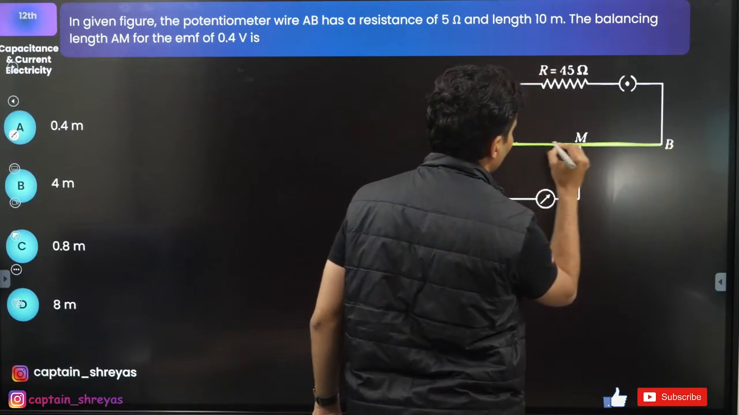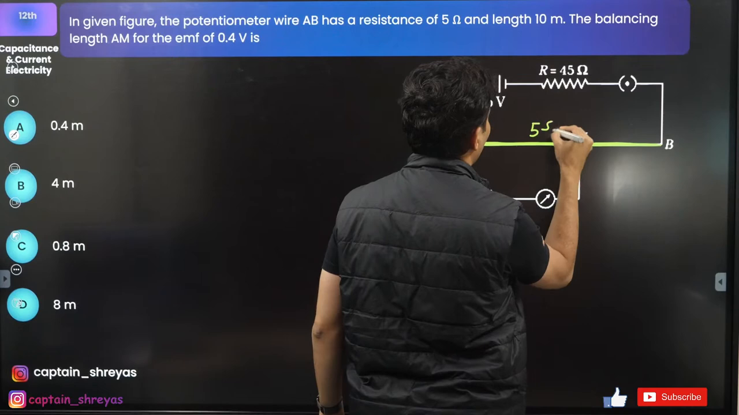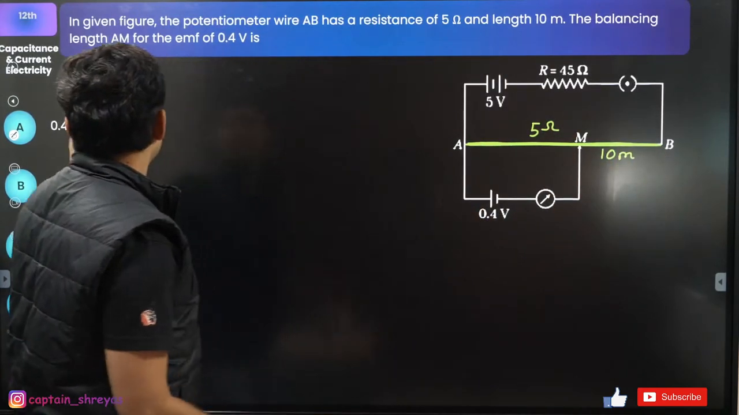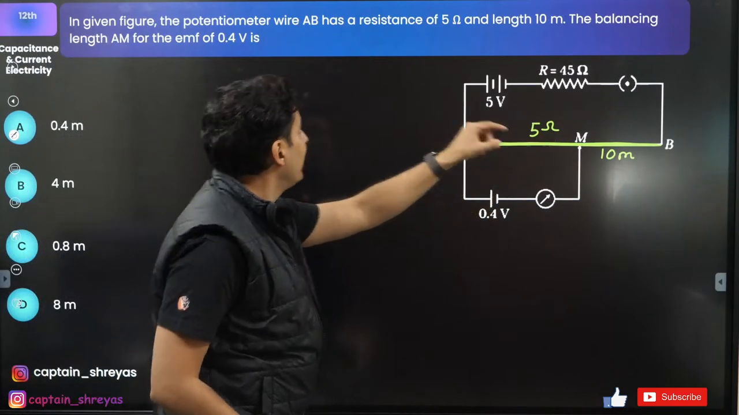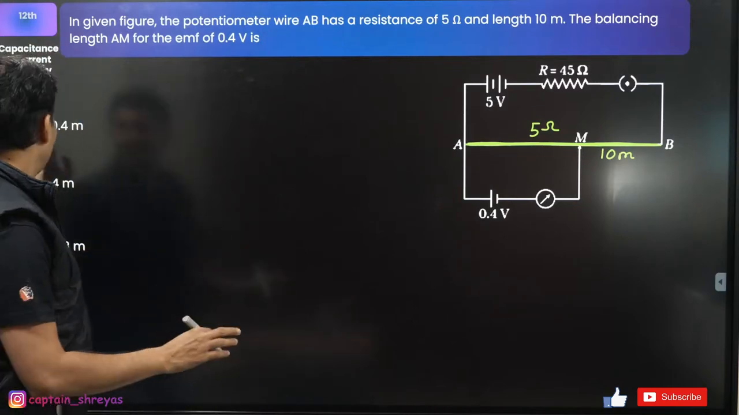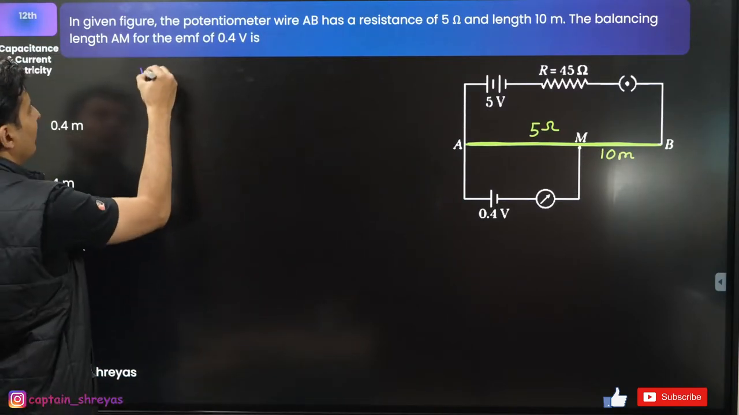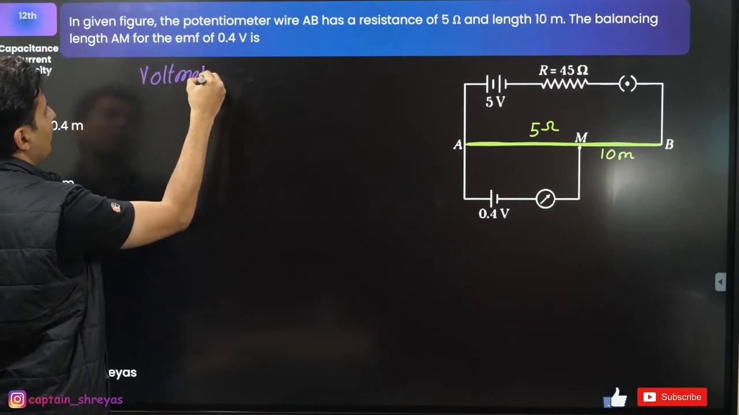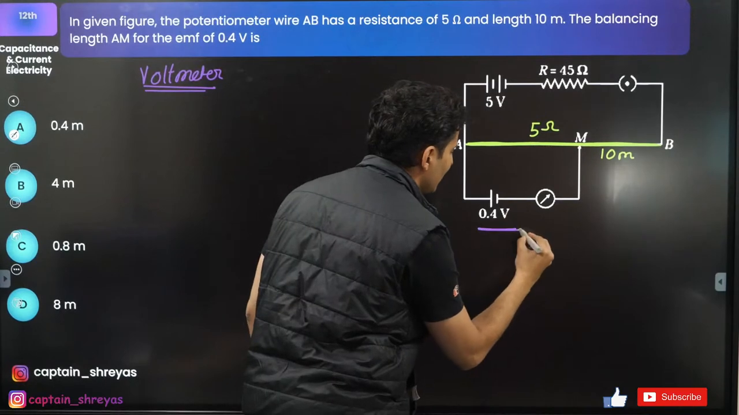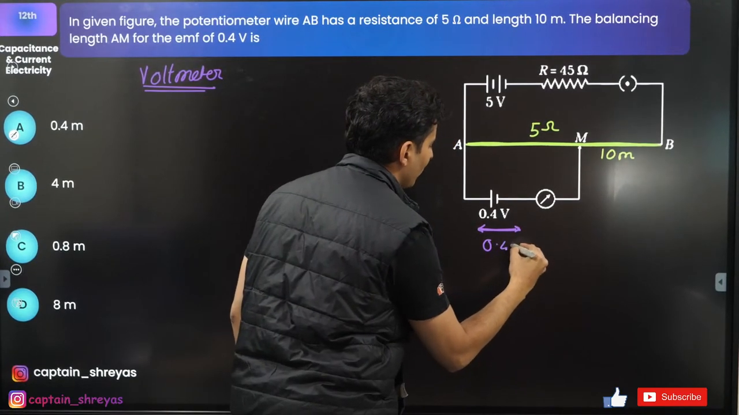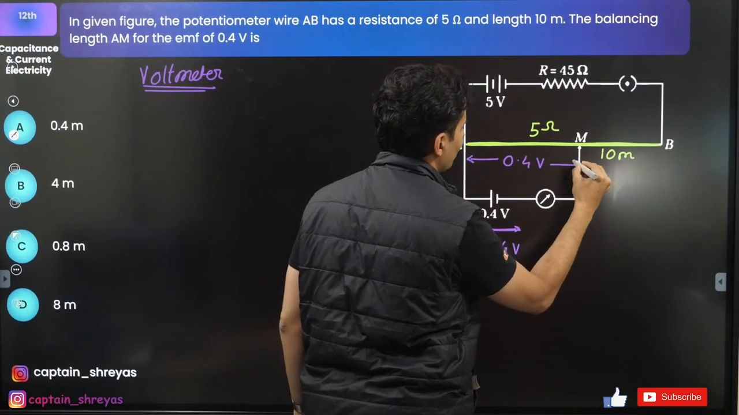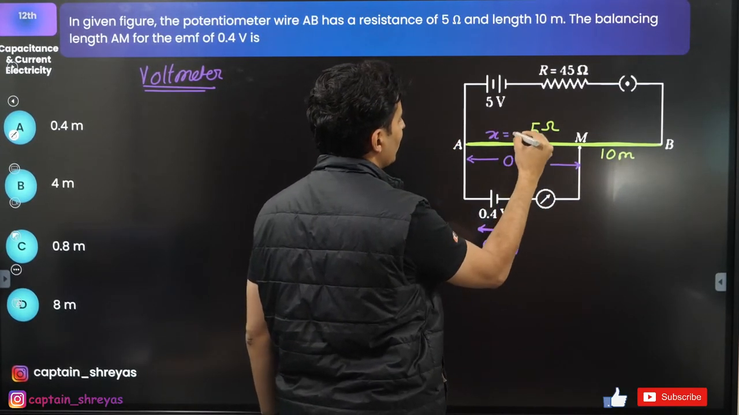This entire wire has a resistance of 5 ohms and a length of 10 meters in total. The balancing length, how much is this length if this EMF is 0.4 volt? I think it's performing the job of a voltmeter, very, very crucial. So whatever voltage is over here, which is 0.4 volts, is also the voltage over here, 0.4 volts.